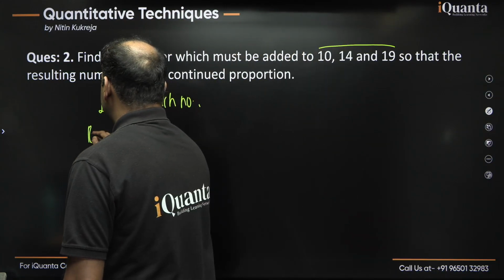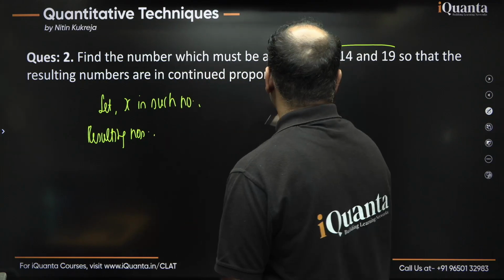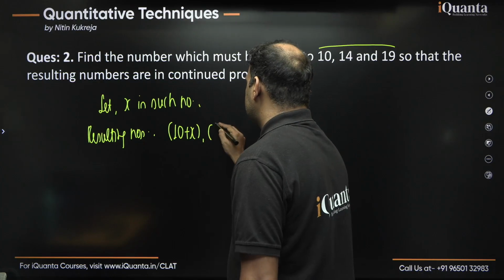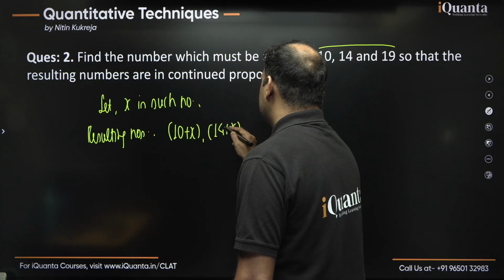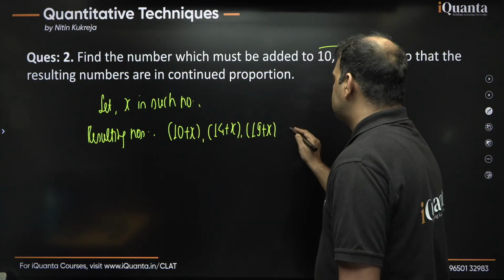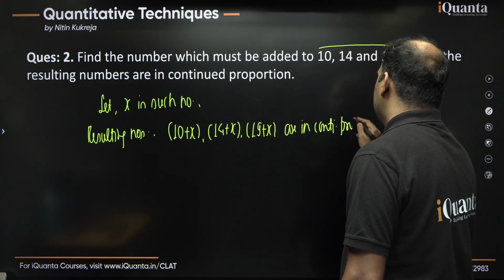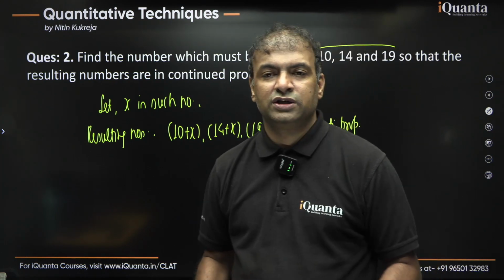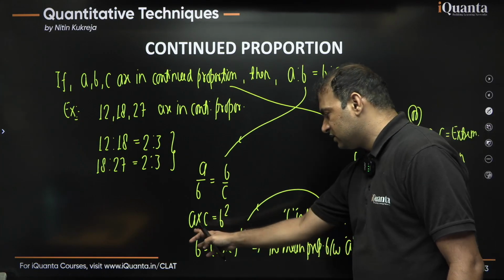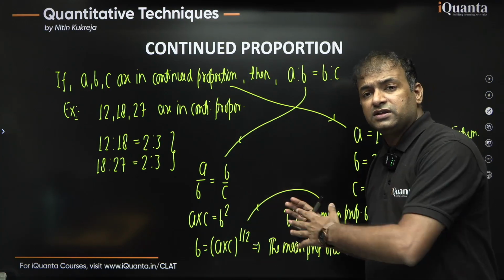So let me write here the resulting numbers after adding x. If x is added to 10, the resulting number must be 10 plus x. Similarly, if x is added to 14, the resulting number must be 14 plus x, right? Similarly, if x is added to 19, it should be 19 plus x, right? And now all these three should be in continued proportion, as is given to us. If these three numbers are in continued proportion, now we can apply the same property here: if three numbers are in continued proportion, then b squared is equal to a into c.